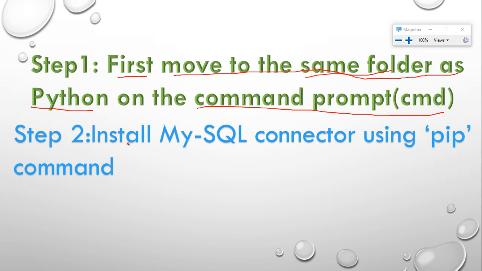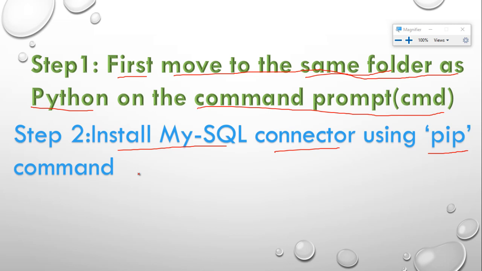Then once you reach that location, you have to install MySQL connector using the pip command. There is a command named pip, and we use this command to install MySQL connector. And one more important thing: whenever you issue the pip command, the internet should be on, because the pip command downloads the package from the internet. So while executing the pip command, your internet must be on.